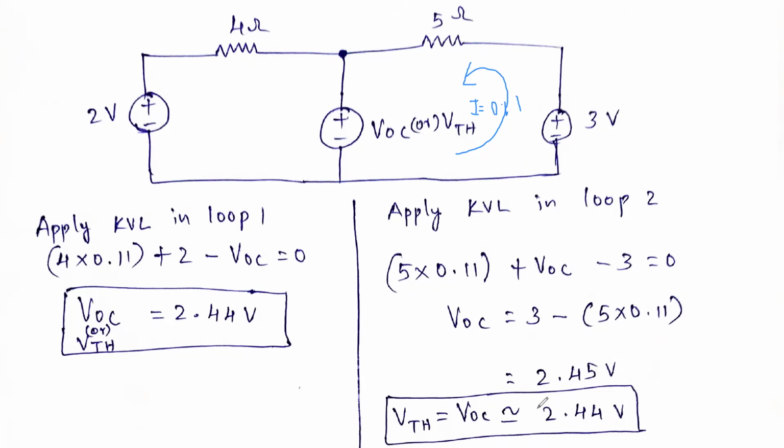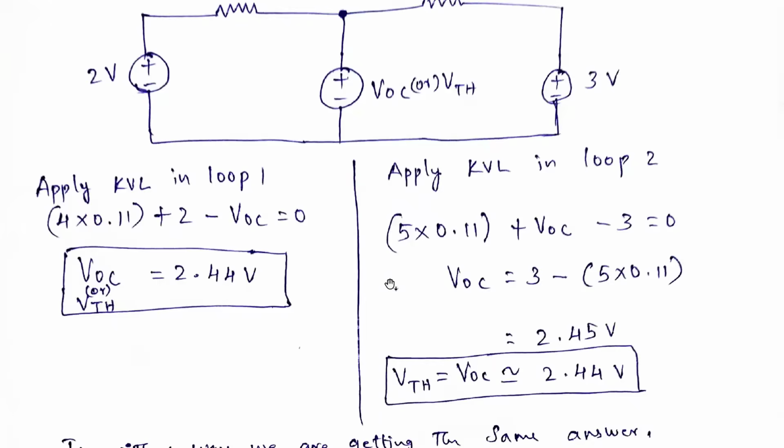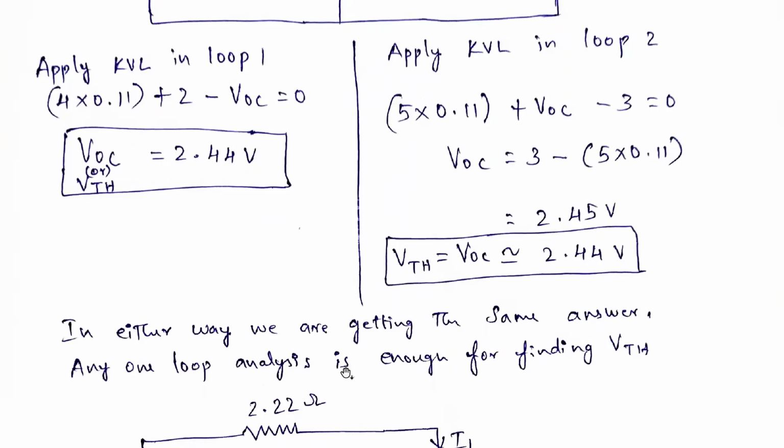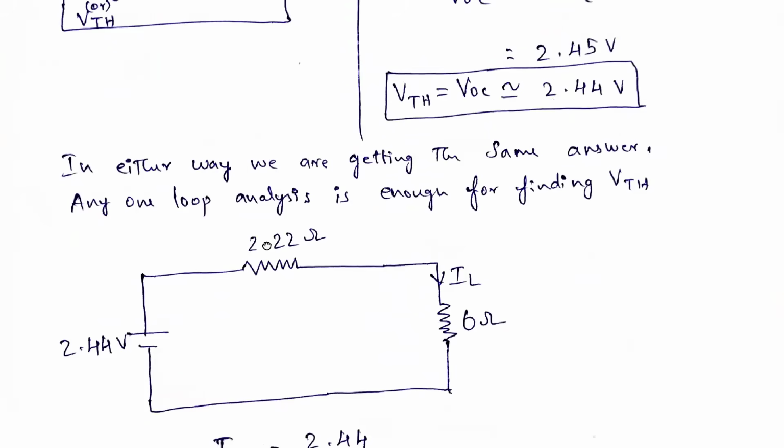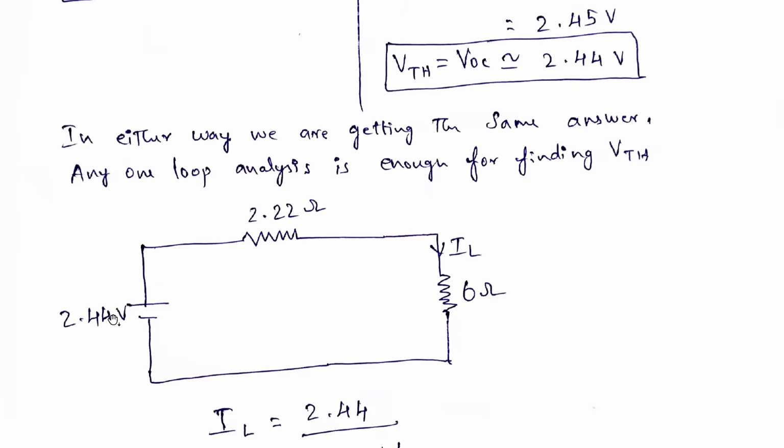That is approximately equal to 2.44. 2.44 and 2.45 are almost the same. So we got the open circuit voltage, or VTH, as 2.44. So now it is clear, no? Now we got VTH, and RTH also. In either way we are getting the same answer. So any one loop analysis is enough for finding the VTH, as I said.